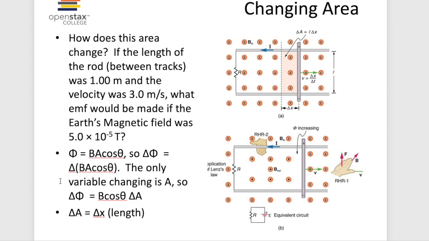Back to the problem at hand. So we're given some information. In this particular case, we are given that the length of the rod, so this length, L, labeled on the drawing, is 1 meter. The velocity of the moving bar is 3 meters per second. And the strength of the magnetic field is that of Earth's magnetic field, 5 times 10 to the negative 5th Tesla. So we're going to find the change in flux, and we're going to use that to find the induced EMF.